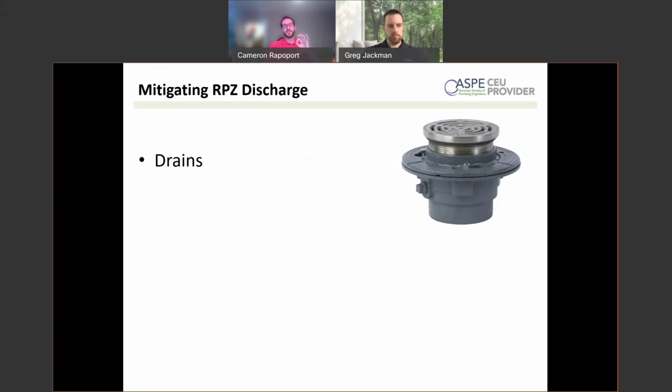RPZs. Water will come out of that relief valve, whether it's something getting stuck in that check or just normal pressure fluctuations in the system. How would you deal with that water? The first is drains. Drains are almost always missized. If you have a 6-inch RPZ in a mechanical room and a 2-inch drain on the floor, and you get something big stuck in that first check, the amount of water that's going to come out of the relief valve will quickly overwhelm that drain.